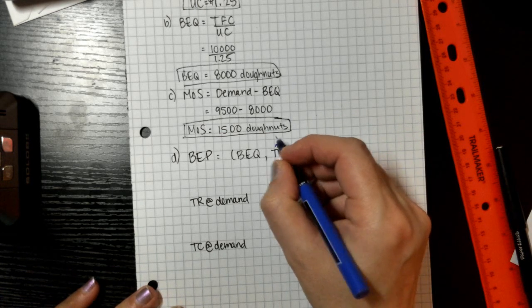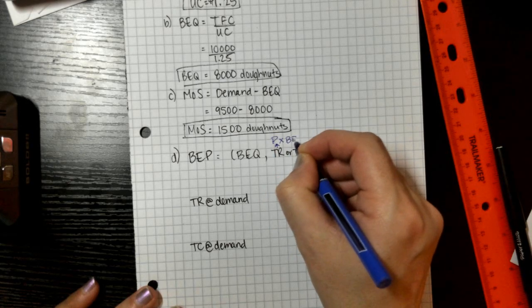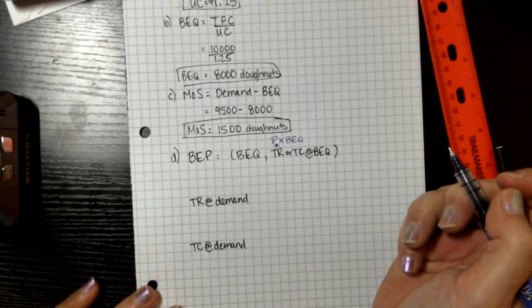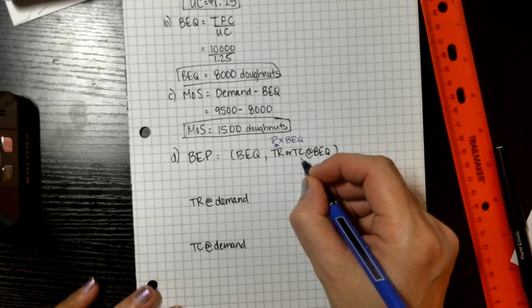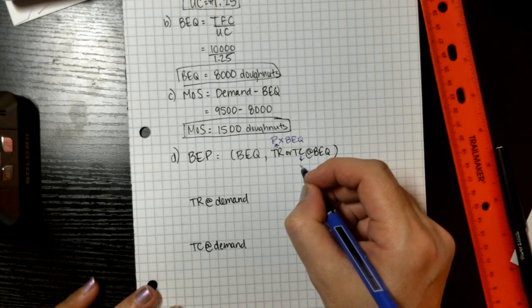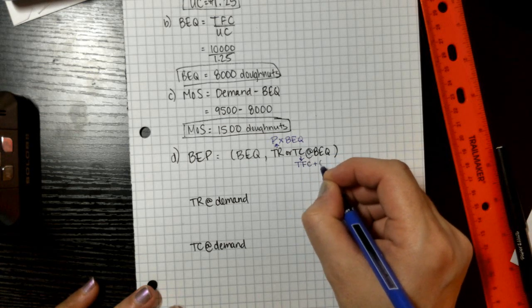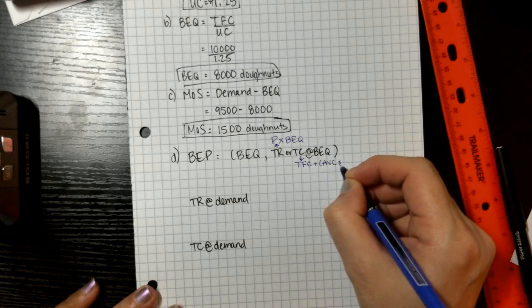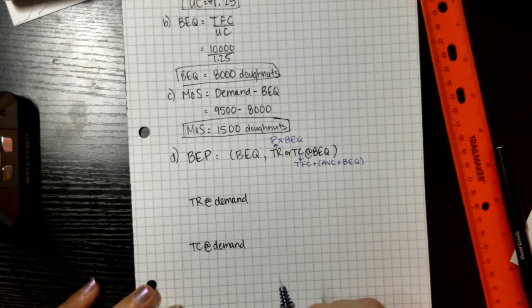If you're going to use the total revenue formula, that's just the price times the break-even quantity. Again, you're just replacing Q in that total revenue formula with the break-even quantity. And if you're going to use the total cost formula, that's the total cost formula that we know and love: total fixed costs plus the average variable cost times Q, replacing Q with the break-even quantity.